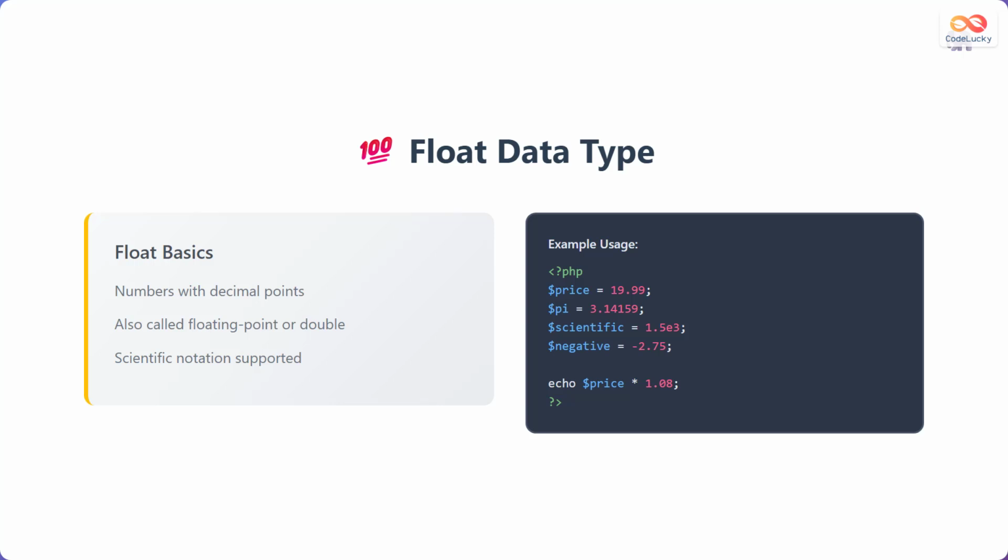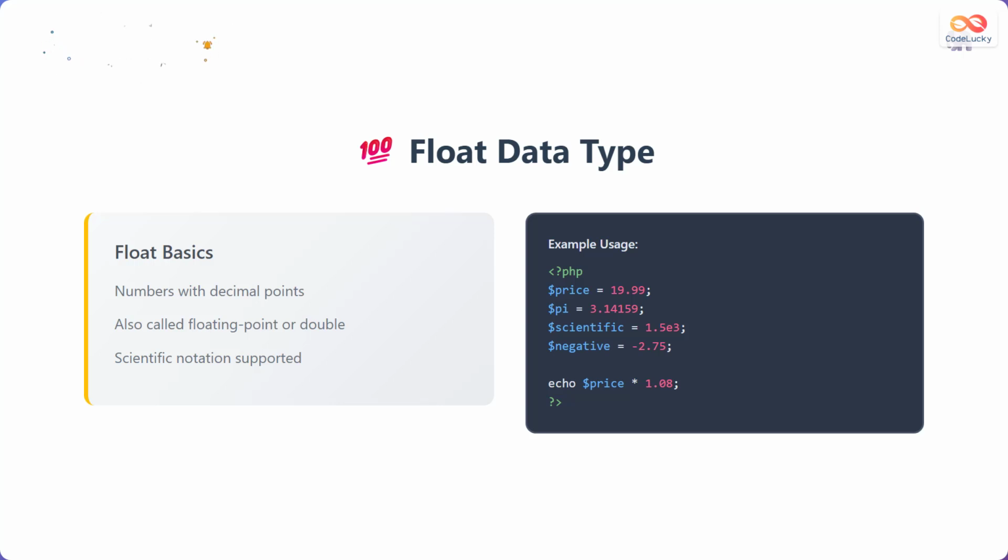Floats, also known as floating point numbers or doubles, represent numbers with decimal points. They're used when you need to work with values that aren't whole numbers, like prices or measurements. PHP also supports scientific notation for representing very large or very small float values.